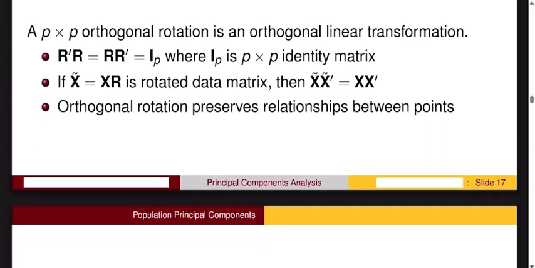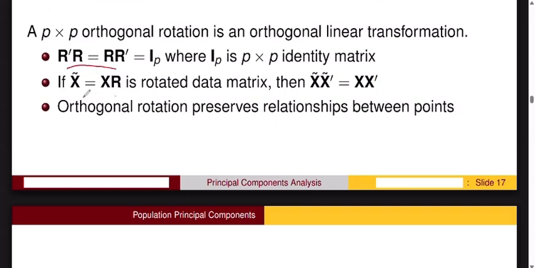If I have a P by P orthogonal rotation, of course 2 by 2, 3 by 3, 4 by 4, it's going to be a square matrix. It's an orthogonal linear transformation if the following holds: if the transpose of R multiplied by R is the identity matrix, then it's an orthogonal rotation.